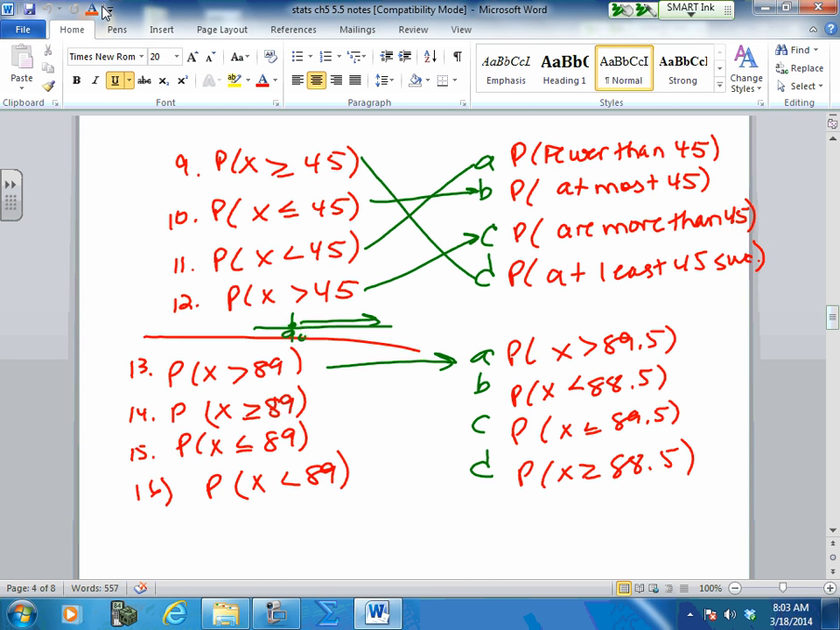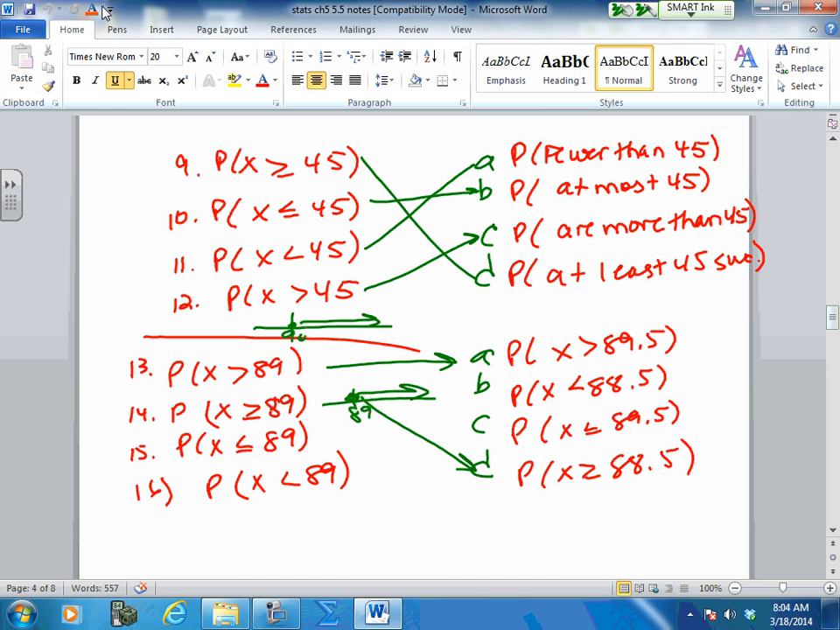In this one, what's the first number we can use? We can use 89, right? Is it a lower end or an upper end? Lower. So drop this. And what do we get? 88.5.